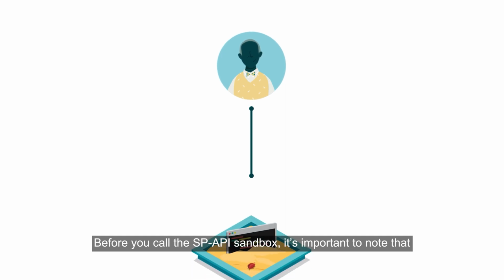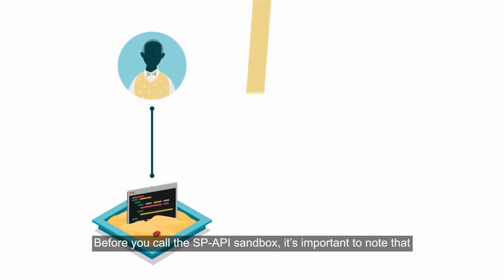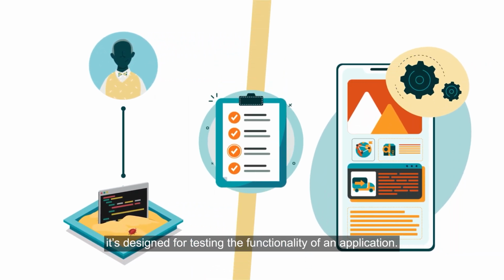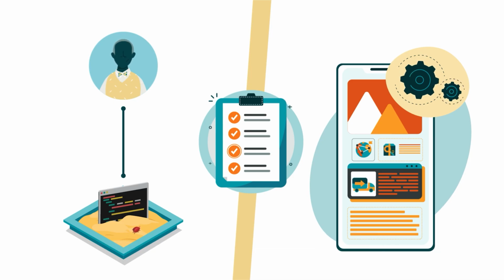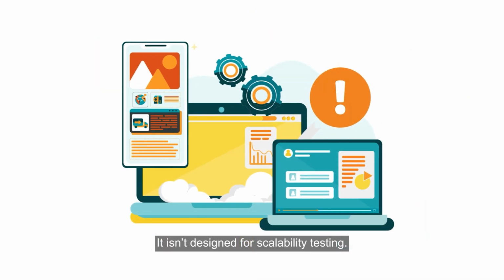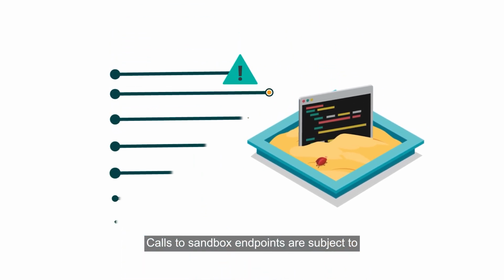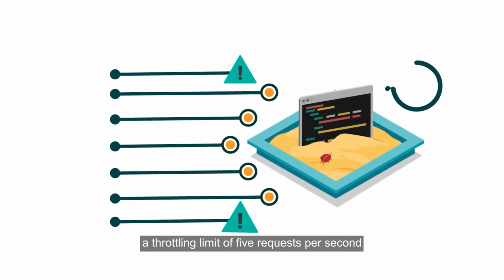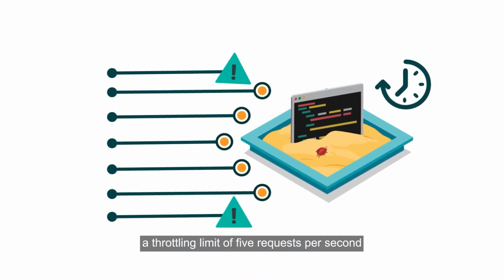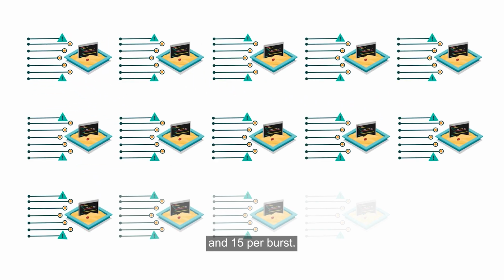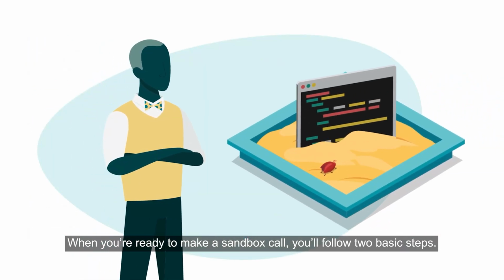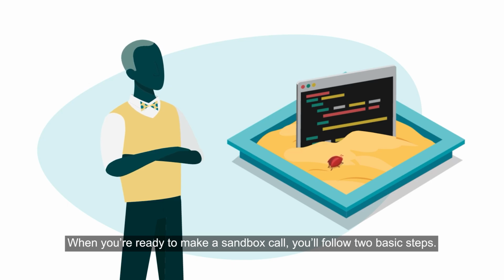Before you call the SP API sandbox, it's important to note that it's designed for testing the functionality of an application. It isn't designed for scalability testing. Calls to sandbox endpoints are subject to a throttling limit of 5 requests per second and 15 per burst. When you're ready to make a sandbox call, you'll follow 2 basic steps.